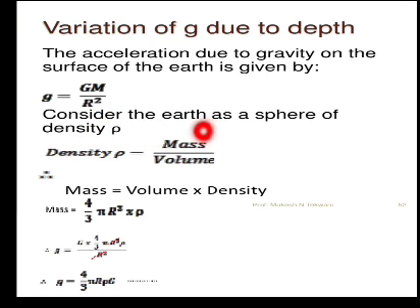Consider the Earth as a sphere of density rho. From the formula of density, rho equal to mass upon volume, we get mass equal to volume into density. Then mass equals the volume of the Earth. Earth is a sphere and we know the formula of the volume of a sphere equal to 4 by 3 pi R cube, where R is the radius of Earth, into density rho.